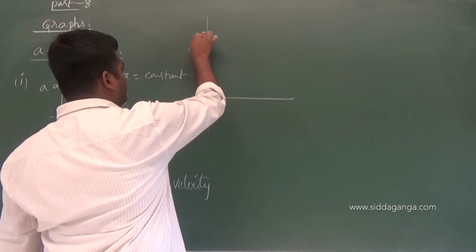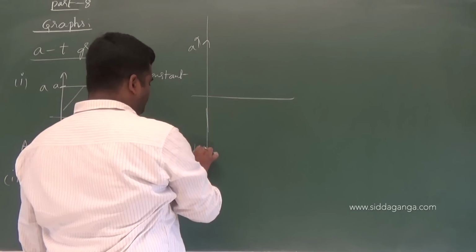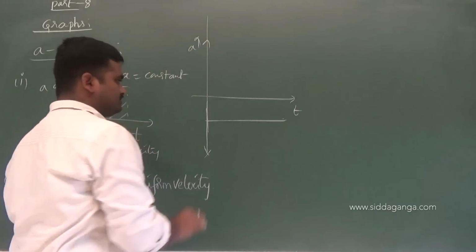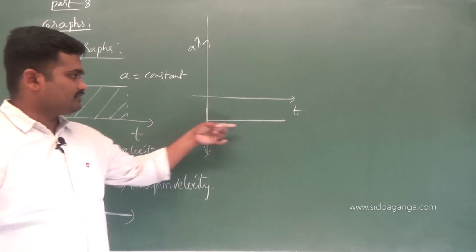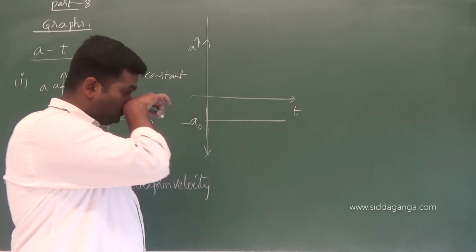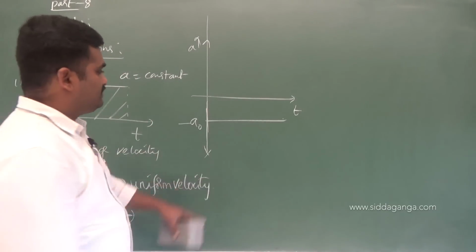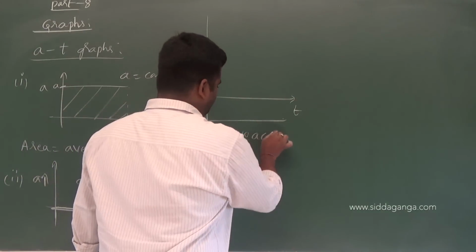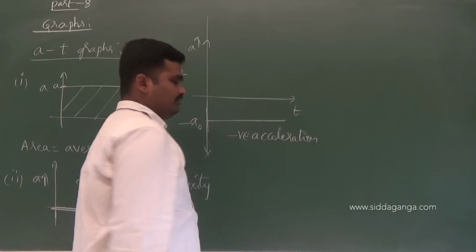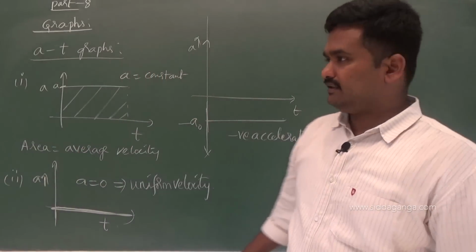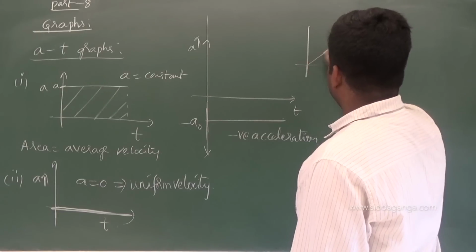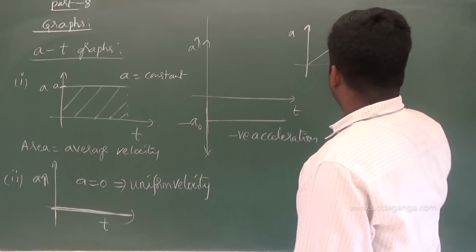In certain kinds of problems when you are solving, you may get negative acceleration. What is the meaning of negative acceleration? If I plot the graph like this, with this as the time axis, what does this mean? Acceleration is uniform, but it is negative, some minus a naught, constant throughout. So this is negative acceleration, how the graph is going to be. And after that, if I plot something like this, what does this mean? A and T.